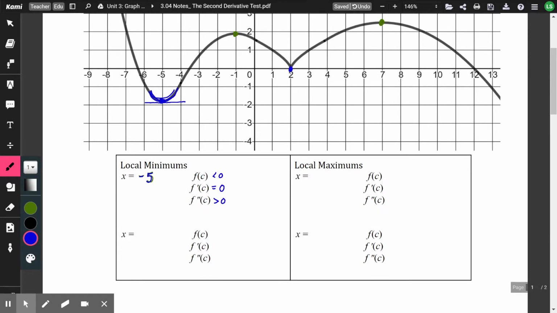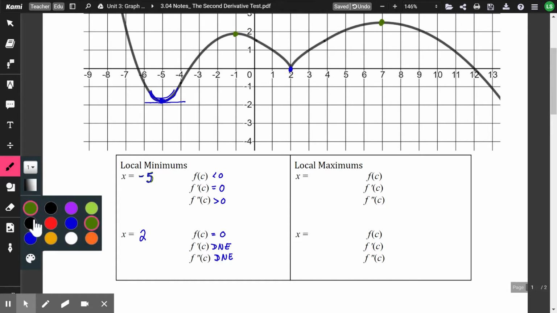For the other local minimum at x equals 2, f of -2 would be 0. F prime of 2 would be something that does not exist since we have a corner located at x equals 2. And since we don't really have an equation that we could solve for and experiment with, we're just going to assume for right now that the second derivative also does not exist for this corner.